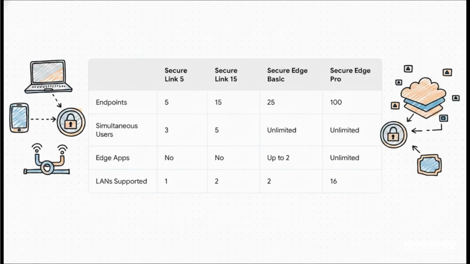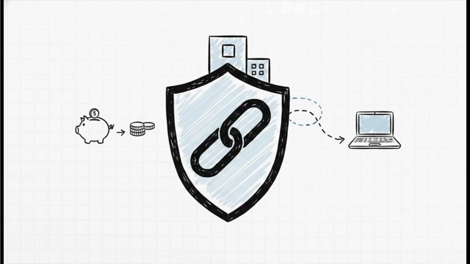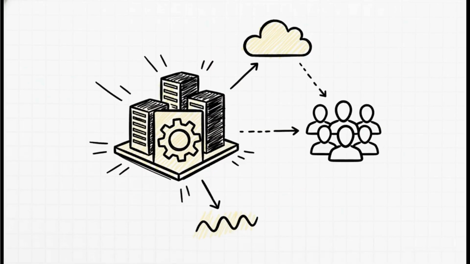This chart kind of puts it all together. You can see the differences between the Secure Link and Secure Edge. So, Secure Link is your go-to for simple remote access. It's cost-effective and gives you that essential security. Then you've got Secure Edge. This is the beast for complex sites, edge apps, and bigger teams.